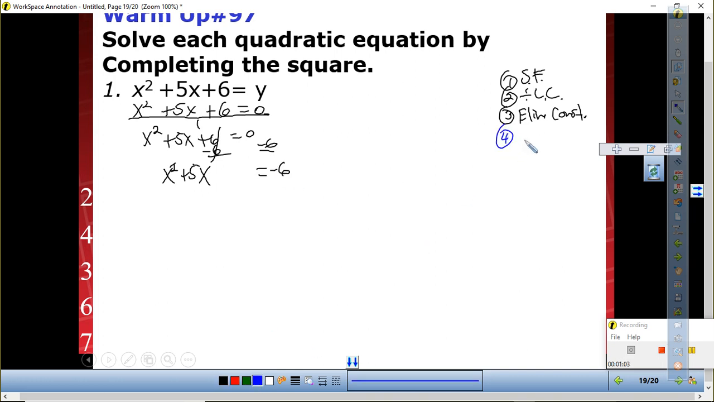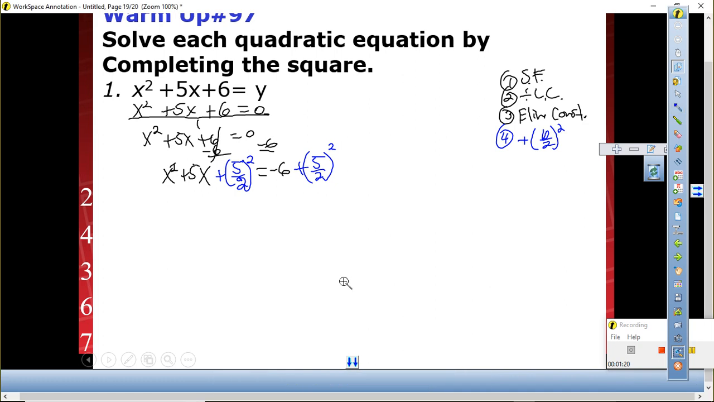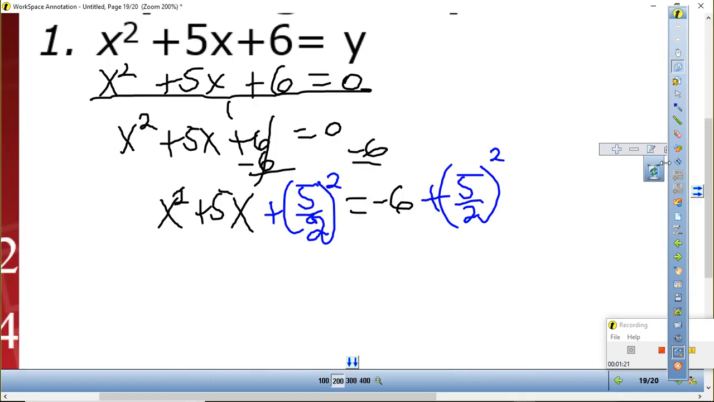Step 4, add b over 2 squared. What is b? 5. So I add 5 over 2 squared to each side. Add 5 over 2 squared. Okay? Now I'm going to zoom in really quick. Look up. Let me rewrite this. Five over 2. All right.